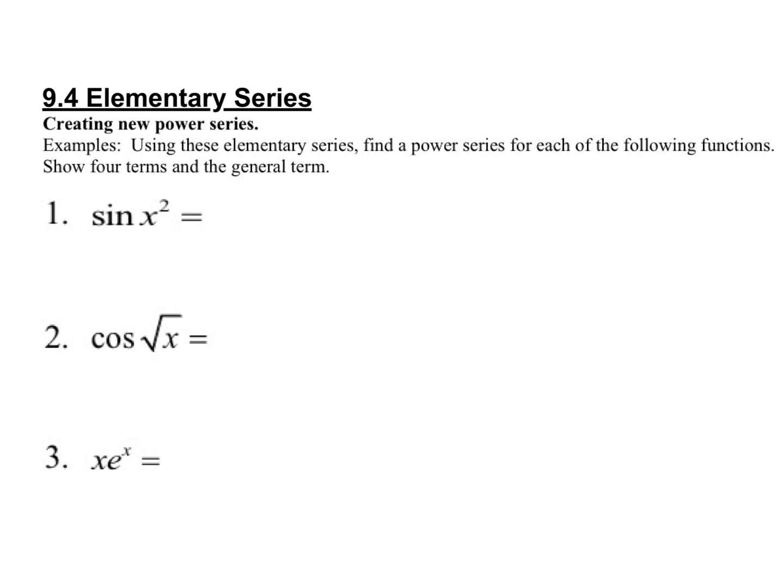So these are the 3 examples in the book. It essentially is asking you to create a new power series based on those elementary series: sine of x squared, where obviously the relationship is going to be to sine of x. Cosine of the square root of x, where the relationship is going to be to the cosine function. And then x times e to the x, of course, that's going to be with the e to the x function.